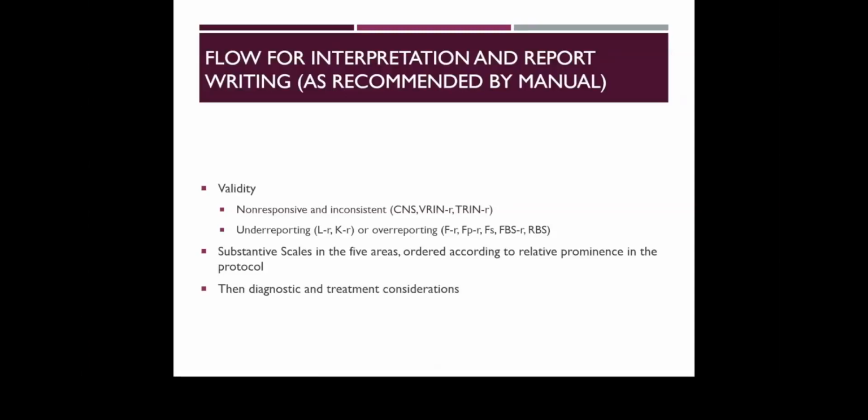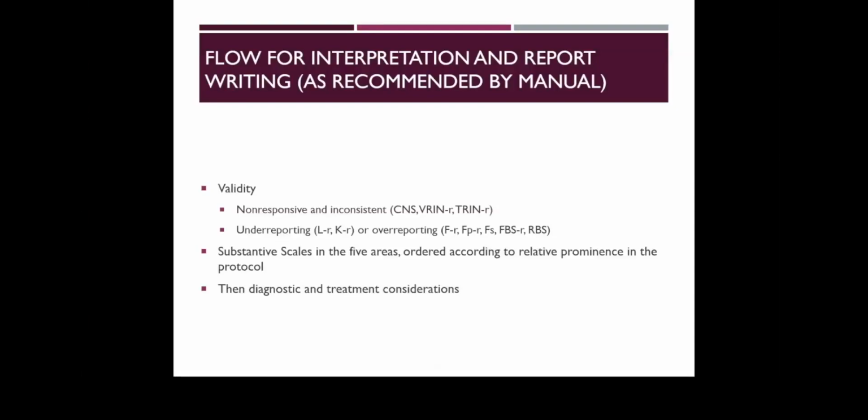And they divide it into the non-responsive and inconsistent validity evidence versus the underreporting or overreporting, and that becomes then the way in which you need to consider whether the whole protocol is invalid or whether or not, by virtue of underreporting, this individual's scores may be underestimates, or in fact lack of elevations may not be particularly interpretable, or if there's overreporting, whether or not all the scales are elevated because of overreporting.